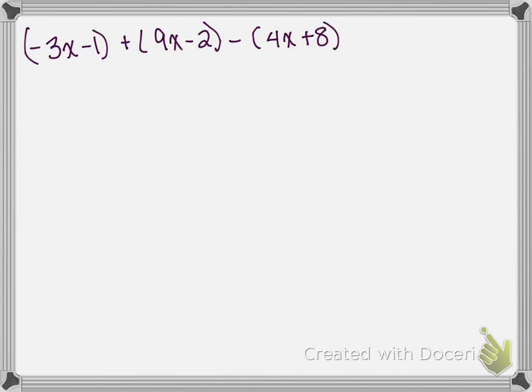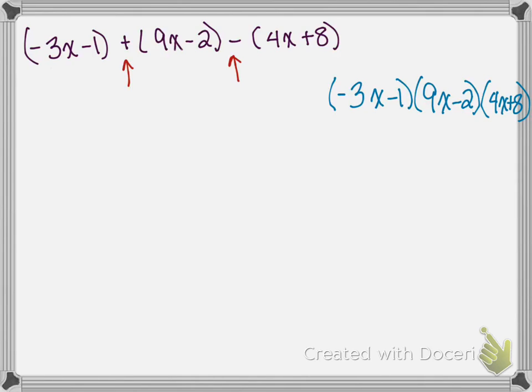Now, one of the things that's super important that you look at with these particular problems is the plus and the minus right here. What happens is students mistake this for this. They'll do negative 3x minus 1 times 9x minus 2 times 4x plus 8. Okay, and this is a much more difficult problem. What we're doing here is we're adding and subtracting. So be careful not to start multiplying all this stuff when we've got the multiplication and the addition and subtraction in there.